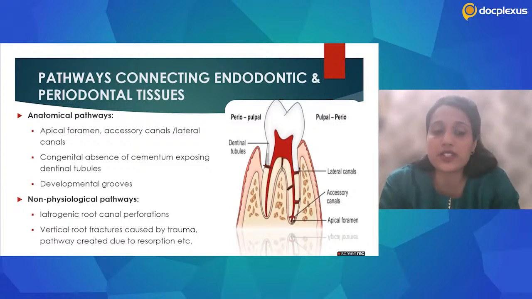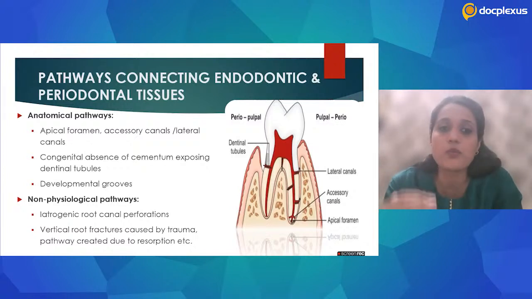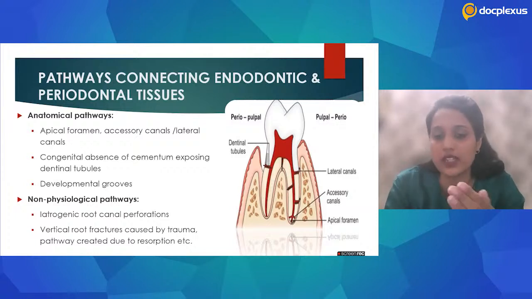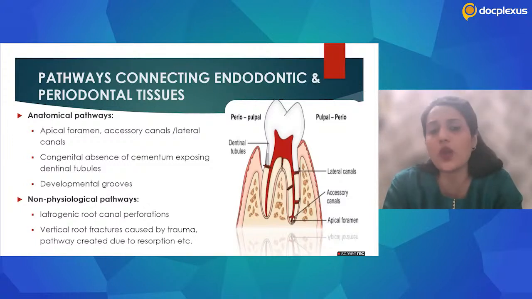Also with the perforations, there is this thing that the more apically a perforation is present, the better its prognosis is. The more cervical or in the middle third the perforation is, the poorer the prognosis is, because then the gingival sulcus will keep descending downwards and will worsen the prognosis.